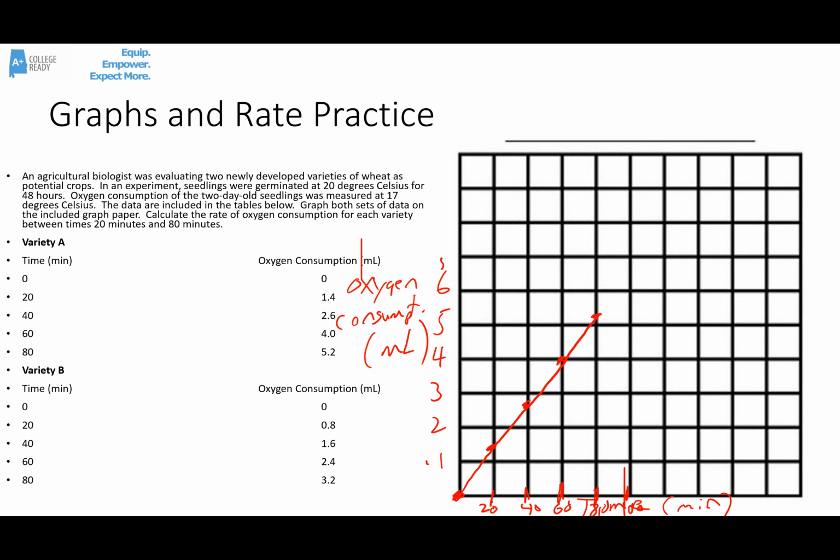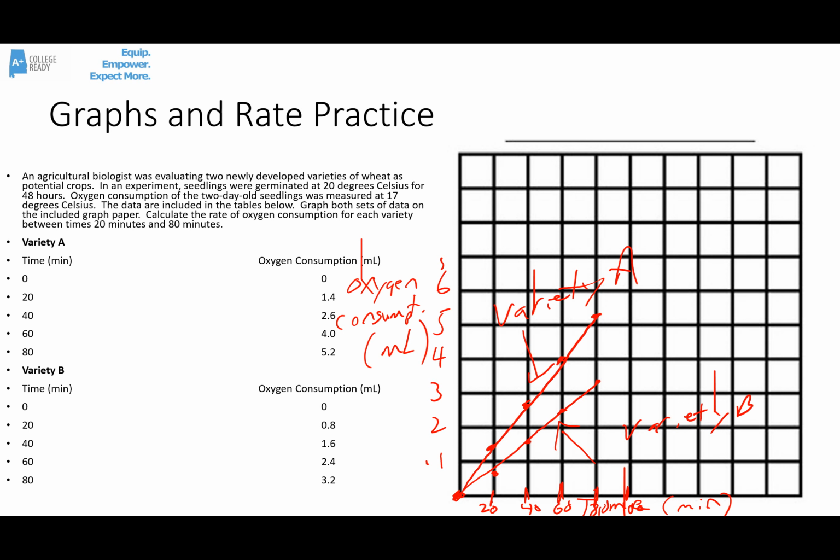Now let's go ahead and plot the second set of data as well. So again, we have a 0, 0. We have a 20 and a 0.8. We have a 40 and a 1.6. We have a 60 and a 2.4. We have an 80 and a 3.2. So again, we got a pretty good set of linear data. Drawing a line, let's label them. So this variety A, variety B.